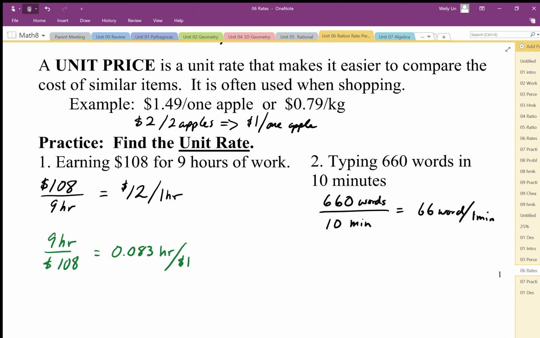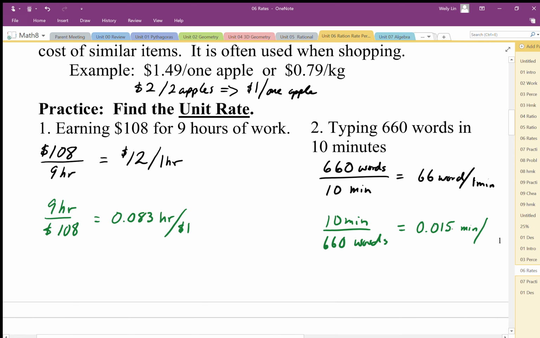Now, for whatever reason, I may want to know what we call the reciprocal rate, or the opposite rate, minutes per word. Well, in that case, I would just write the minutes on top, 660 words on bottom. There's my reciprocal rate, or my rate for minutes per word, and dividing will give me my unit rate. The unit rate in this case is an awkward unit rate, not that I would really want to use it. So this is 0.15 minutes for every word, some fraction of a minute for every word that I type.